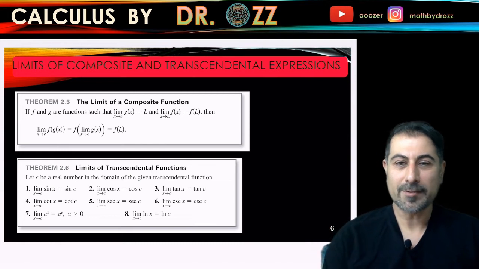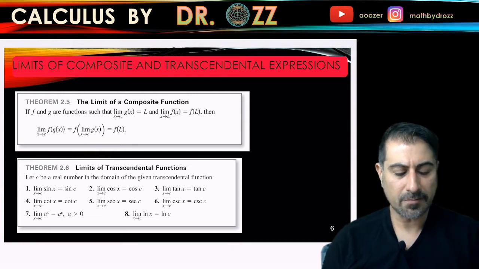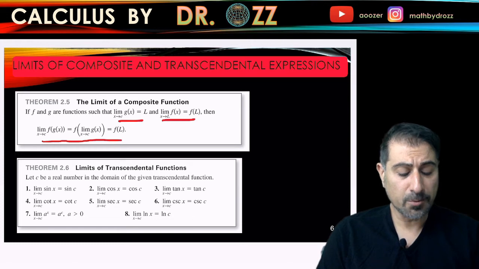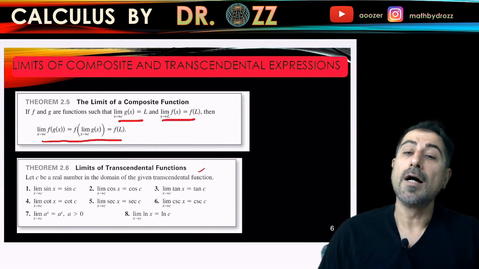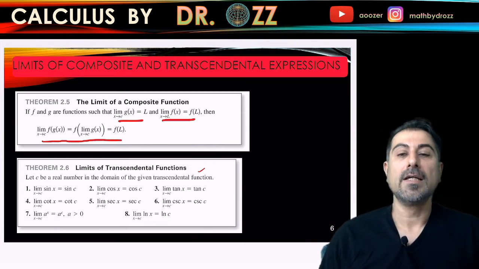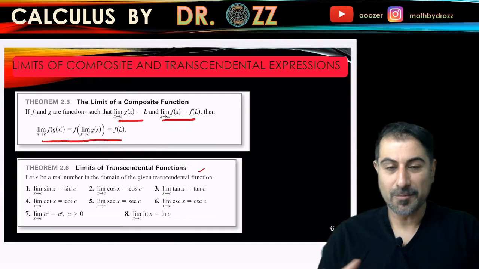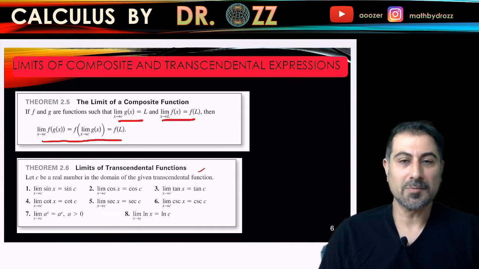The next two results are about the limit of a composite function and limits of transcendental functions. Again, if you have a composition of two functions, as long as those individual limits exist, you can use direct substitution. And for transcendental functions, including trig, logarithmic and exponential functions, as long as the point c is in the domain of these functions, you can do direct substitution. So to sum up, for so many known elementary functions, if you check the domain and c belongs to the domain, direct substitution is the best way to handle limit problems.